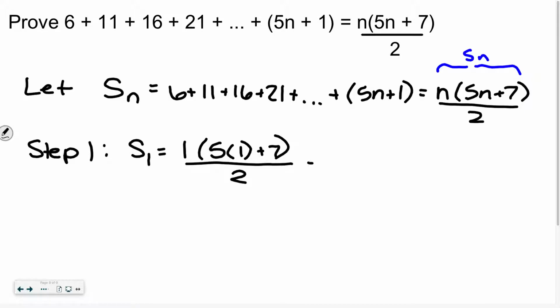That comes out to be 1 times 12 in the numerator, which is just 12 over 2, which is 6. Is the sum of the first term in this series equal to 6? Yeah. You see the first term right there, right? S sub 1 equals 6. If you only had one term, that would be its sum. So we can say, which is true. Verified.